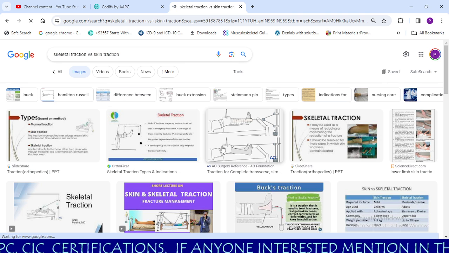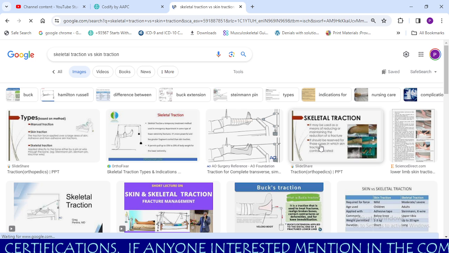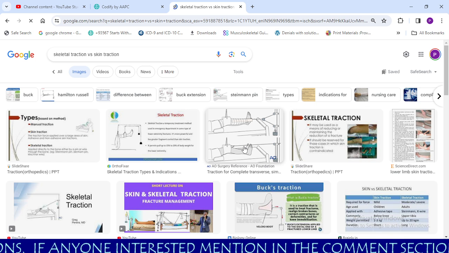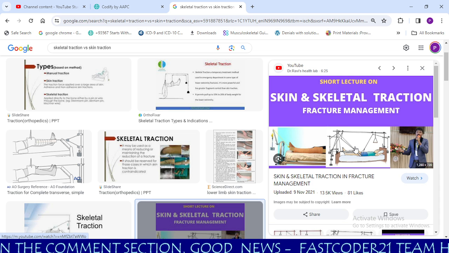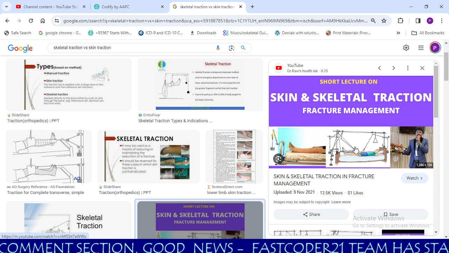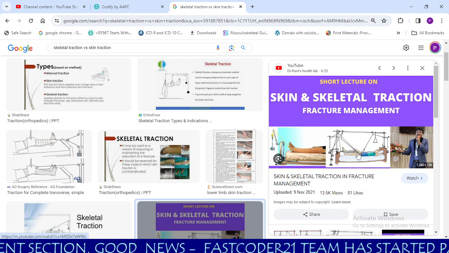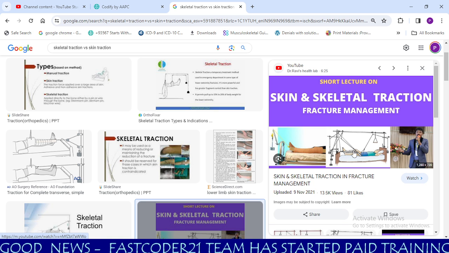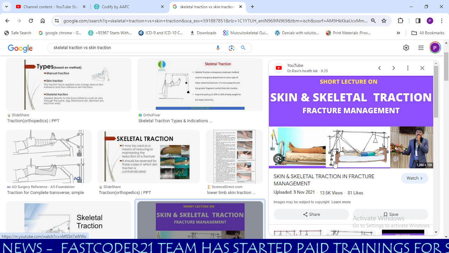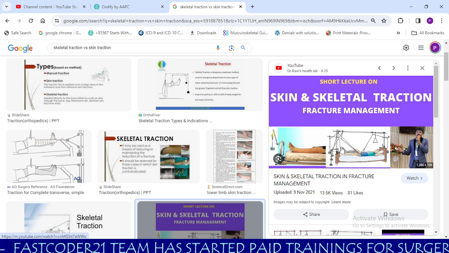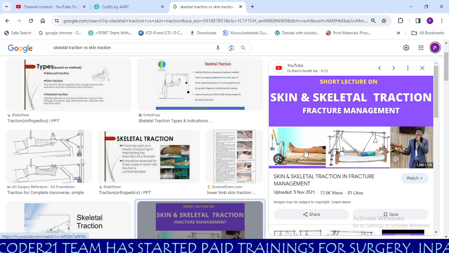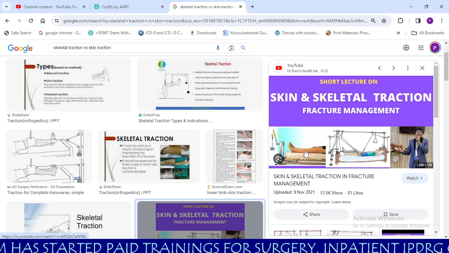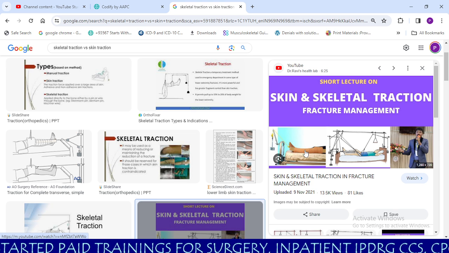If you see this one, this is traction. See this one. This is skeletal traction. Why? Because the physician has inserted pins into the bone and applied weights here. These are the weights. So this is skeletal traction using pins or screws. And this one is skin traction. Here the physician applies weights on the fracture area using a cast or splints.